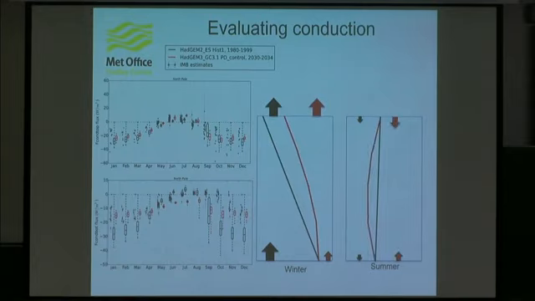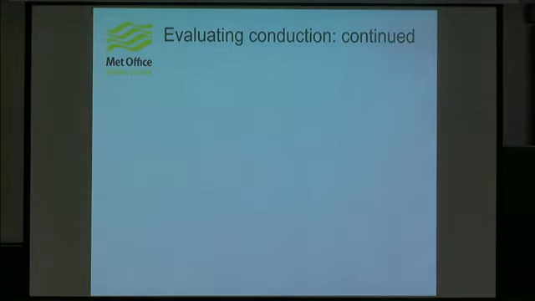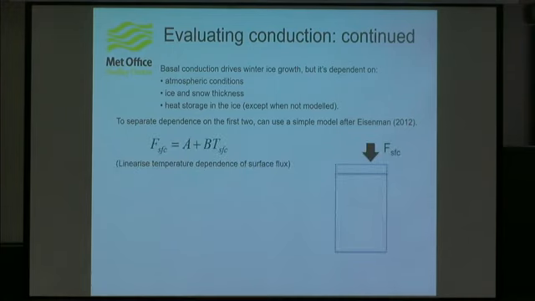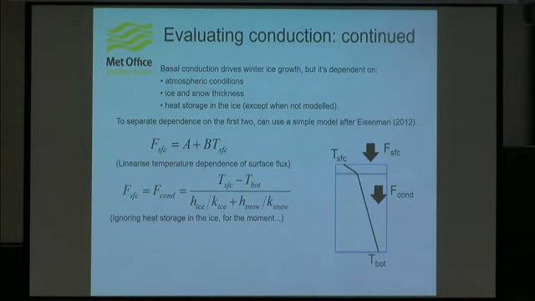In order to separate out the dependence of conduction on ice thickness and other conditions, just use a simple model. Basically, we linearise the surface flux dependence on surface temperature, set that equal to the conduction through the ice, solve for surface temperature and then surface flux, and we basically get that the conductive flux is equal to this elusive thing, A, over a function depending on effective thickness, which is a combination of ice and snow thickness.